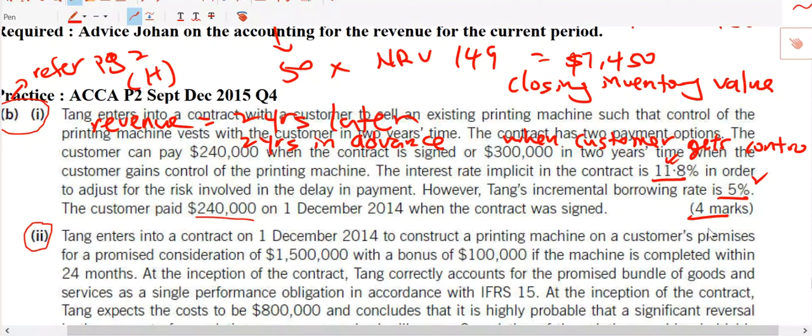You don't know whether you should go for this, you don't know whether you should go for that. It doesn't matter at all. Either you don't calculate at all, or you simply choose one to do the calculation. You are still very good. Walk away with 3 out of 4. If you do the calculation and you've chosen the wrong interest rate, you may still get 1 more mark for the calculation. So this is the beauty of it.